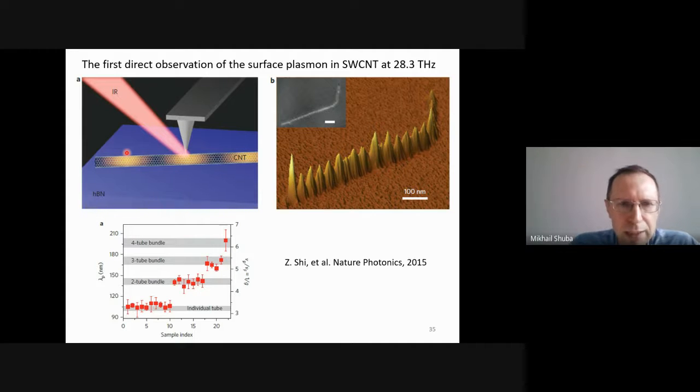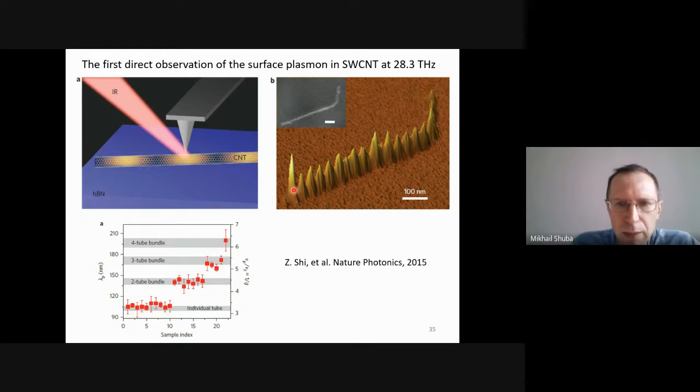This tip excites the plasmon wave in carbon nanotubes, and this wave moves along the tubes and reflects from the ends and forms the interference picture. Due to the interference effect, radiation is scattered from the tip, and the radiation scattered from the tip was measured.